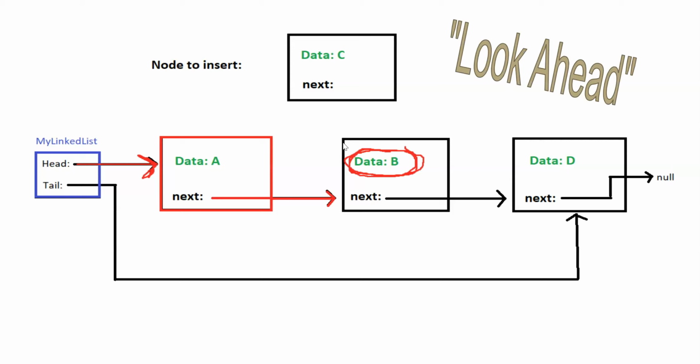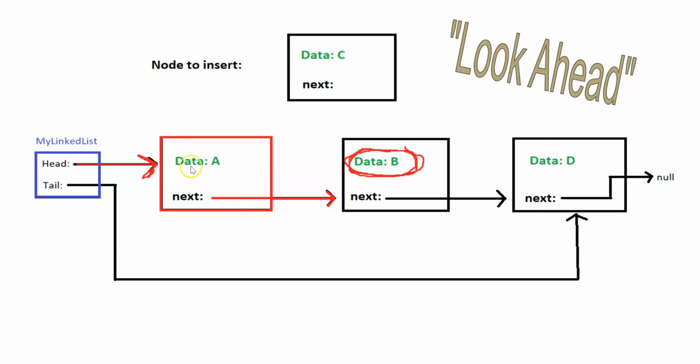But we might not know that our next node is going to be the node that we want. So we kind of want to look ahead. So we make that comparison: would node C come after node A? Yeah, of course it would.